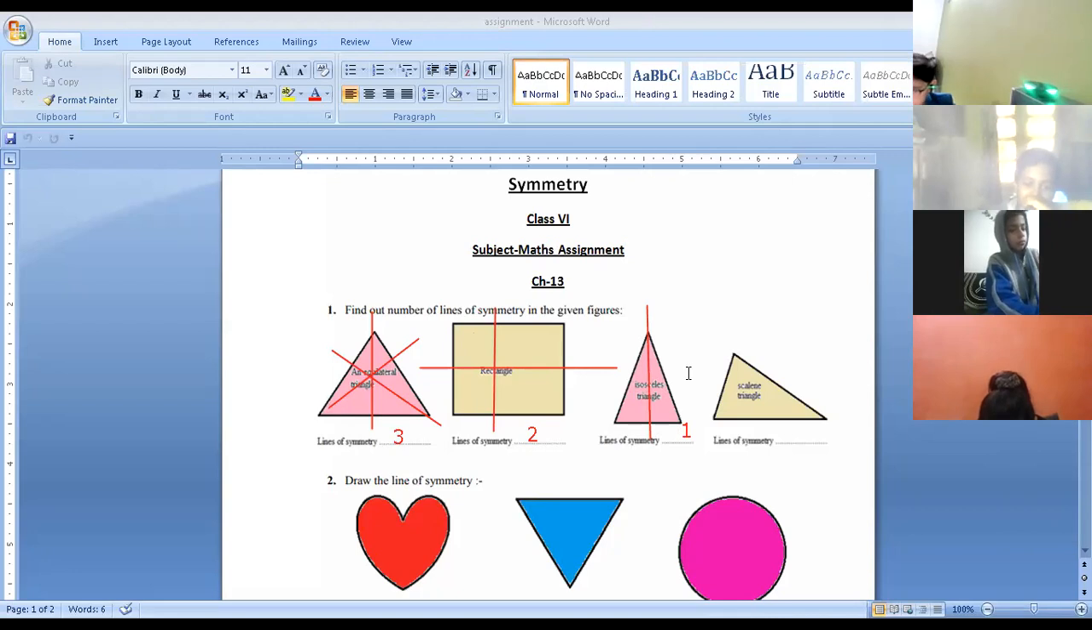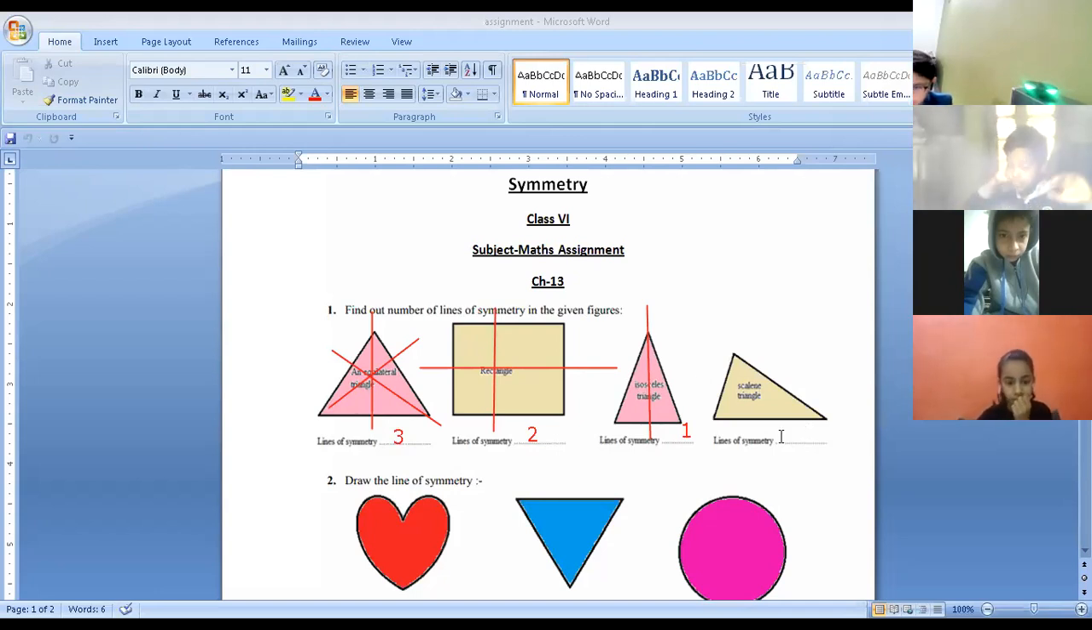Now, scalene triangle. How many lines of symmetry? Yes, Arnish, right. Bhuvi, right. Saksham, wrong. Riyan, wrong. Charvi, right. Anya, right. Laksh, right. Aditya, right. Kanishka, right. Saksham, right. Harsh, right. Tanishq, wrong. Arav, wrong. Yes, Charvi, you are right.